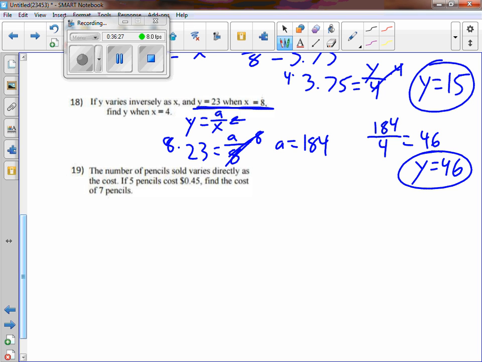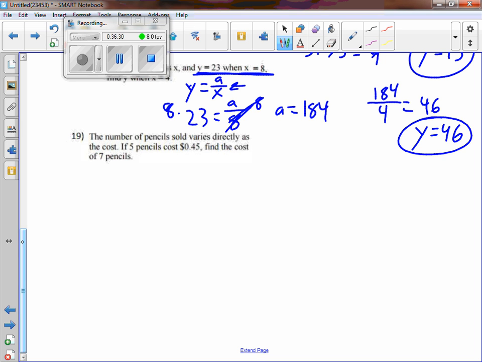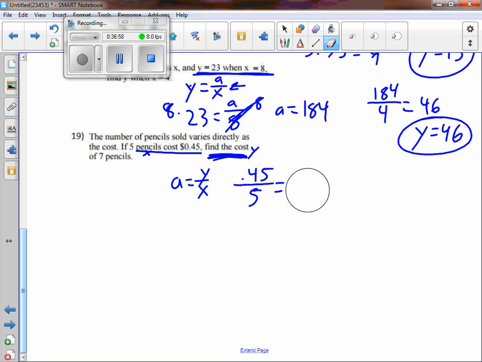Number 19, the last problem of this piece of the review. The number of pencils sold varies directly as the cost. If 5 pencils cost 45 cents, find the cost of 7 pencils. Find the cost. That means cost is y, pencils is x. So direct variation again is a equals y over x. So we'll plug in this first scenario, 5 pencils, 45 cents. And that's our a. So in this case, a is 0.09.